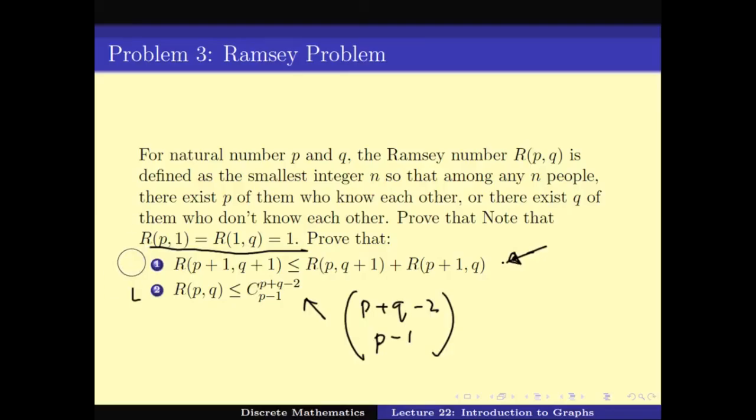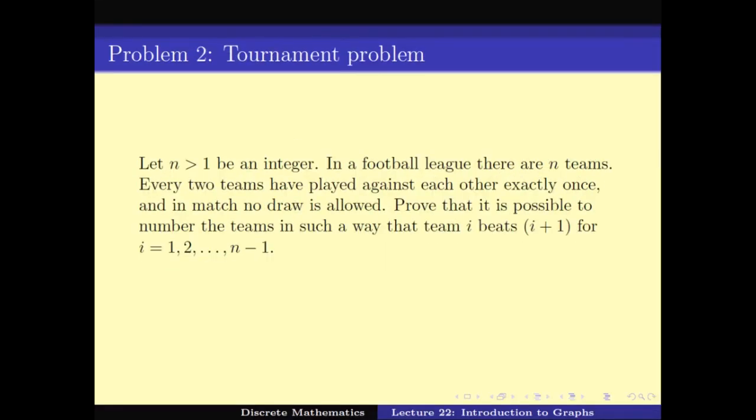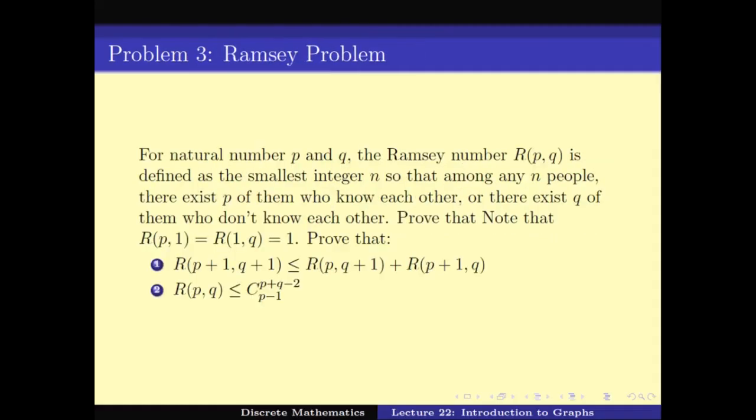So here are three problems that we have seen just now. Let me quickly flash all these three problems once again. We have this handshake problem where we say that there are 2N people and there are no three people who have shaken hands with each other. Then what is the maximum number of handshakes possible? Second problem, in a football tournament, we have to prove that I can order the teams so that team 1 defeats team 2, team 2 defeats team 3, and so on. And the Ramsey problem, which asks for the smallest number n such that in any room with n people, there must be P of them who know each other, or there exist Q of them who don't know each other.